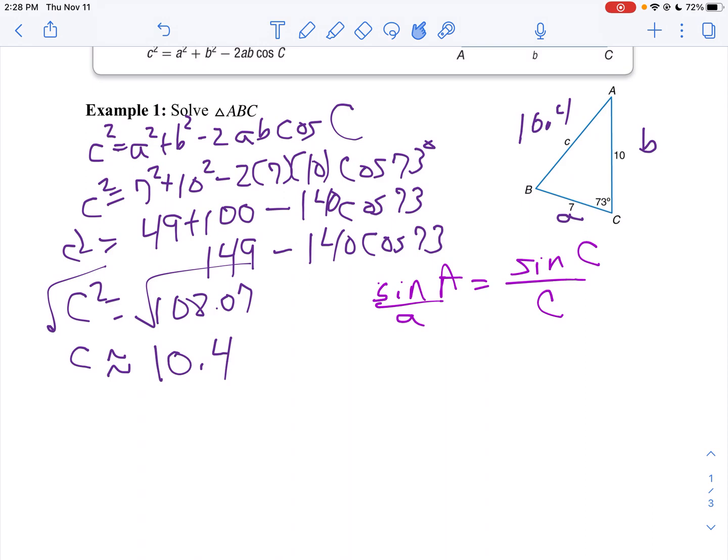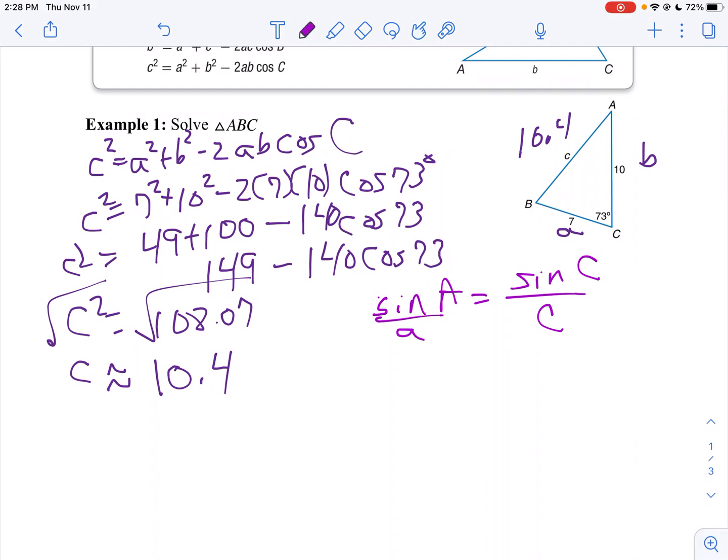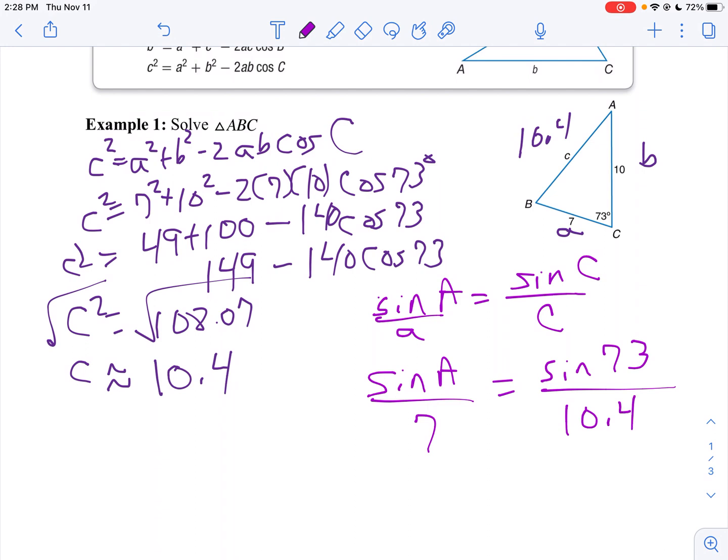So then, let's substitute in what we know. I'm going to find the sine of angle A divided by side A, which is 7, equals the sine of 73, because angle C is 73, over side C, which is about 10.4. I'll try to keep that value in my calculator. So for the sine of angle A, multiply both sides by 7. You get 7 times the sine of 73 divided by 10.4.